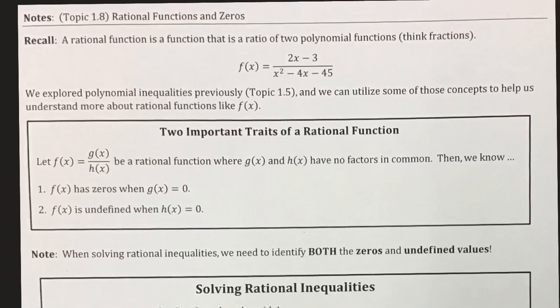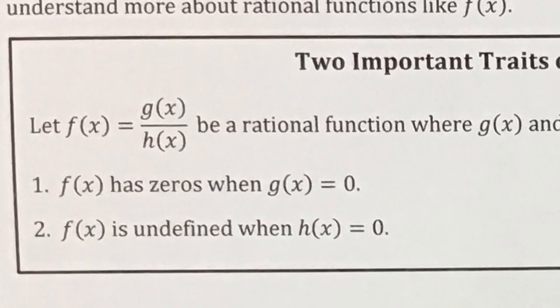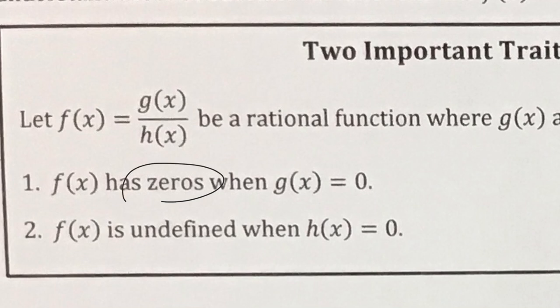Okay, some more things about rational equations, right? So we have a function on top and a function on bottom. Some things we need to understand are, number one, the zeros. What are zeros? Zeros are where your graph crosses the x-axis. Okay, your x-axis intercepts, or your x-intercepts from your x-axis.